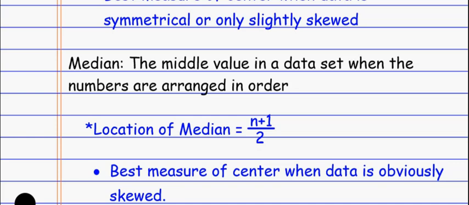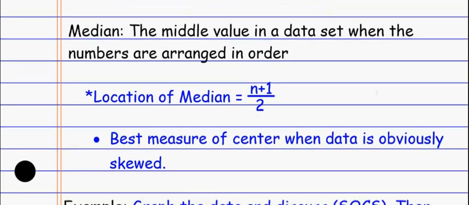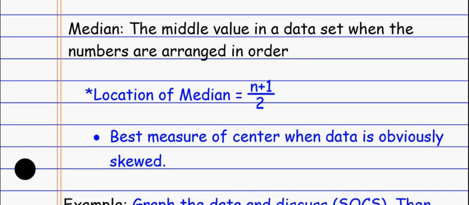Okay. If that little formula gives us a decimal, something like 9.5, it means that my median is whatever data value is halfway in between the 9th and the 10th data value, okay? So if it's 9.5, it's the location of this thing. I have to find the 9th and the 10th data value and find the median by looking in between those two, okay? And again, the median is the best measure of center when the data is obviously skewed, so clearly skewed right or clearly skewed left.